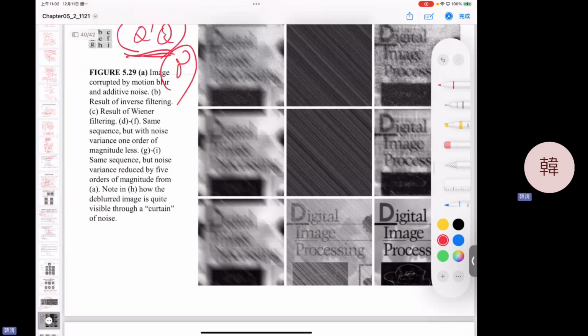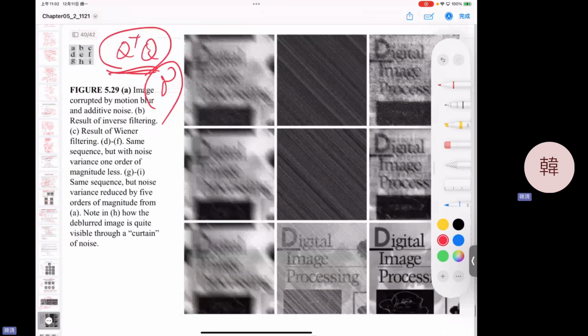So let's take a 10 minute rest, and then we will see some different performance of this optimization restoration issue. Okay, I'll take a 10 minute rest.